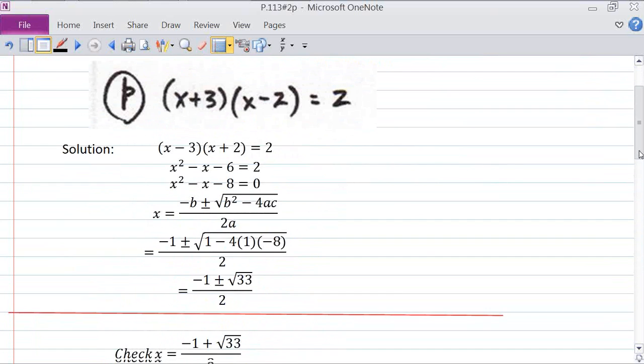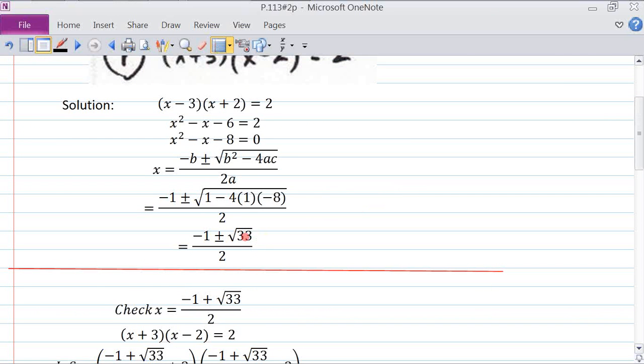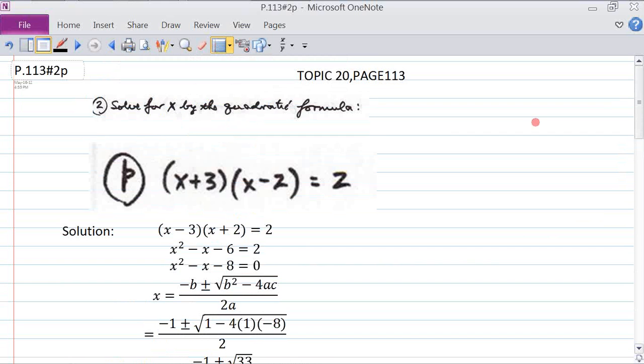Now, again, the square root of 33 is probably around 5.9 if you wanted to do an approximate solution. How do I know that? The square root of 25 is 5, the square root of 36 is 6, but 33 is much closer to 36 than it is to 25. So this is probably around 5.8, 5.9. You can work it out with your calculator.